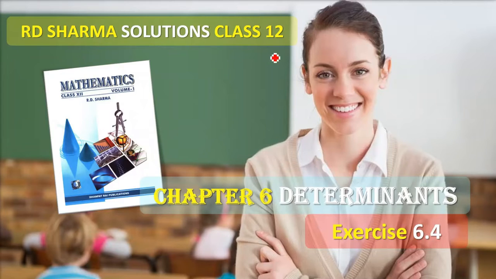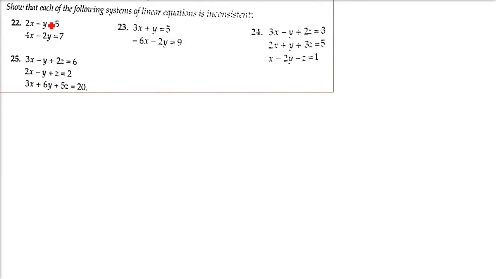This is R.D. Sharma solution, class 12th, chapter 6, determinants, exercise 6.4. Show that each of the following systems of linear equations is inconsistent.